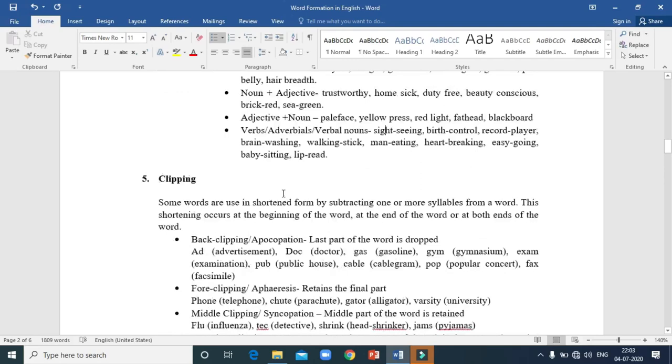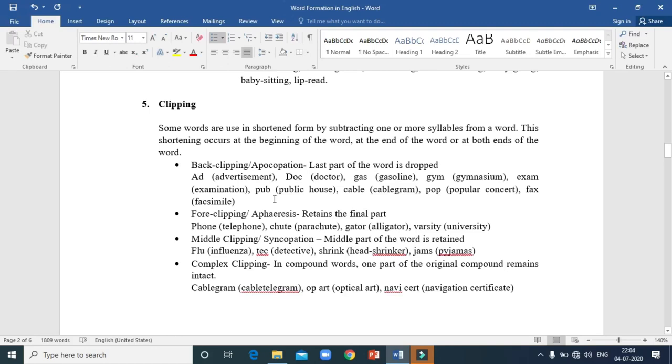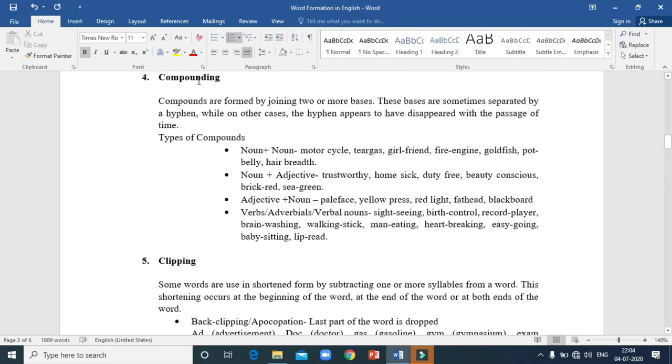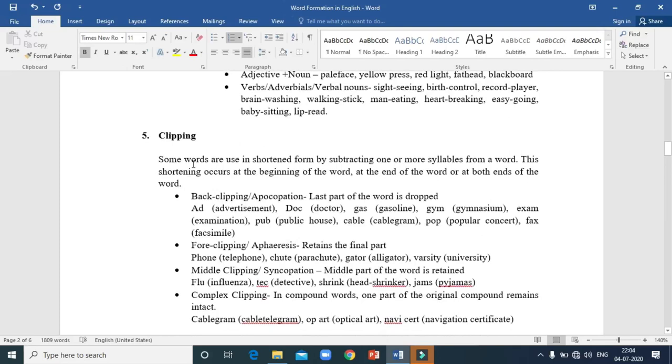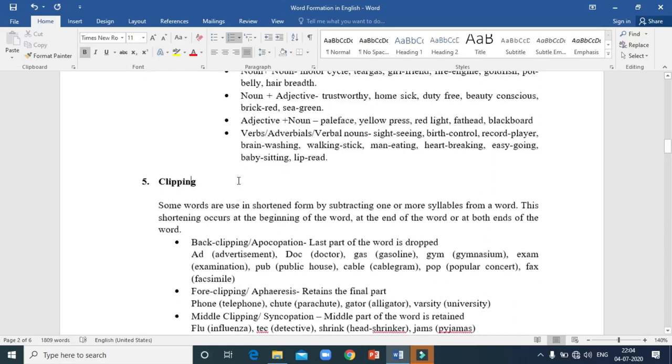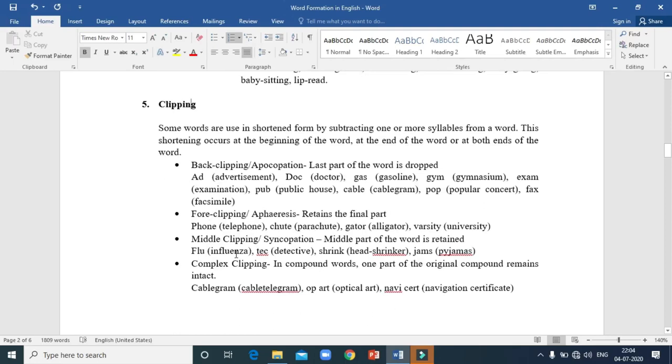So this is almost similar to compounding. Clipping. Clipping is almost similar to compounding, but there is a difference. Okay, sorry, my bad, this is not the same. Alright, clipping is when we shorten some words for our convenience. We subtract one or more syllables from a word.